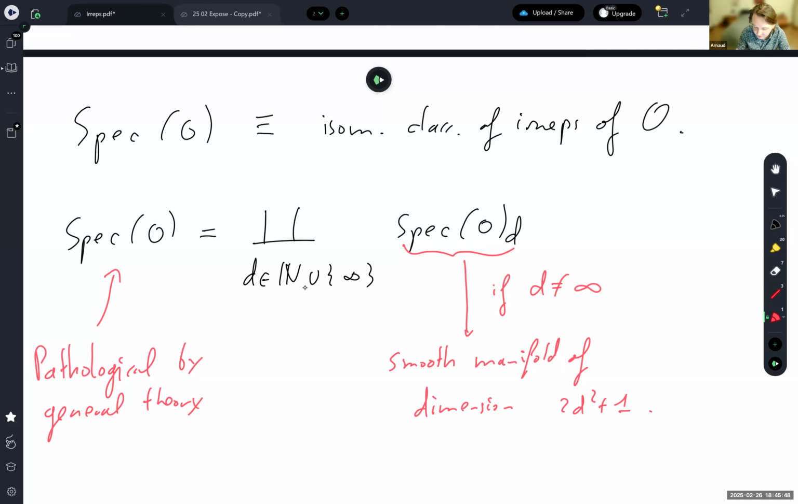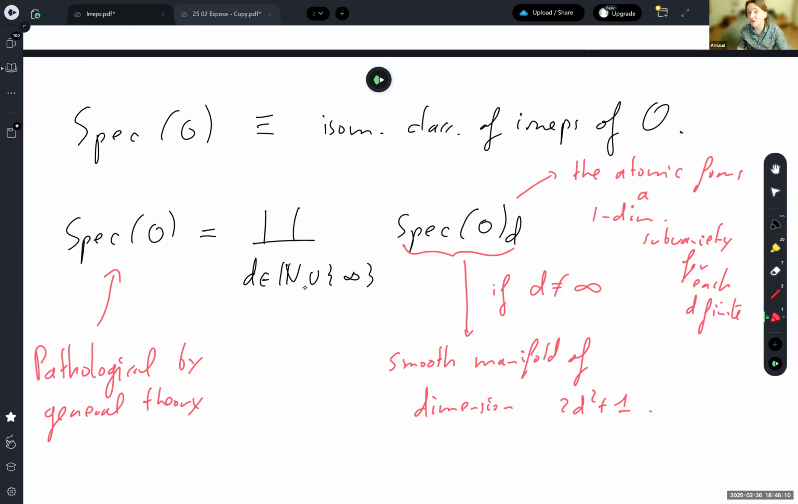And actually, this guy, you could see that the atomic part forms a one-dimensional subvariety for HD. For HD finite, it means that it's a finite union of circles.